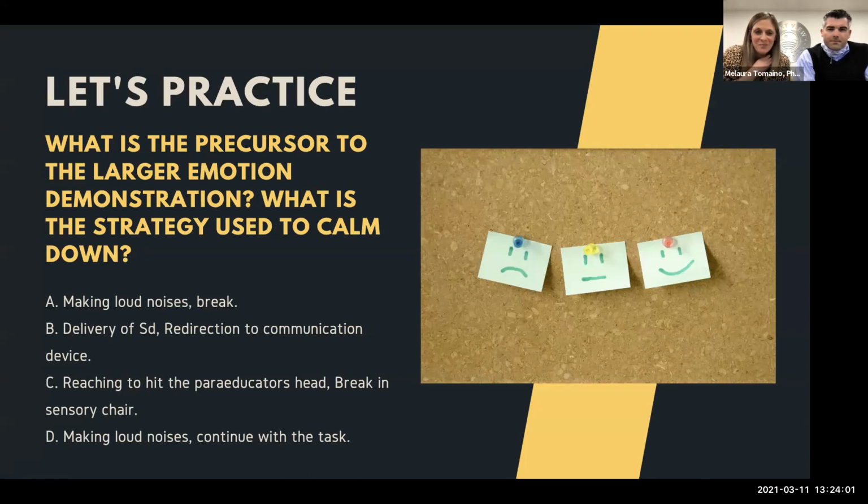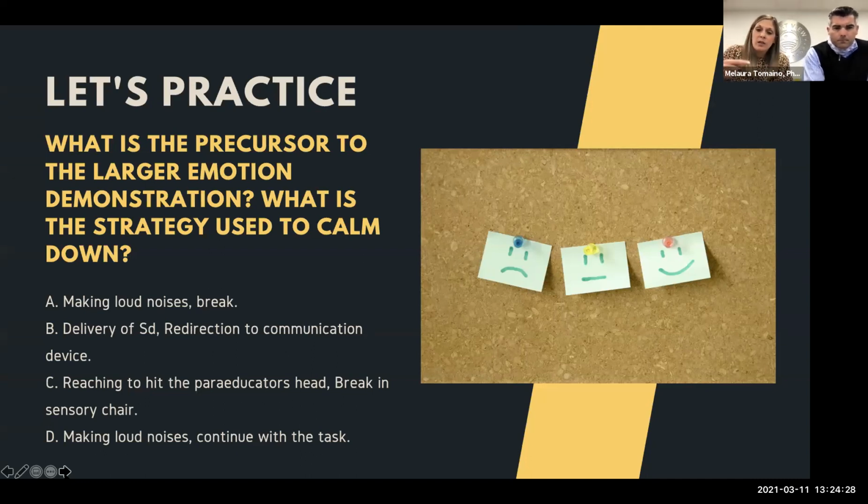Close vote. Okay, I knew this was going to be a hard one, but the correct answer: his precursor for his larger behavior, the full outburst that I described with the severe physical aggression and the self-injury, is the hitting on the head. So that was the precursor. She then did redirect to the communication device, but the question was what was the strategy used to calm him down, which was that break.